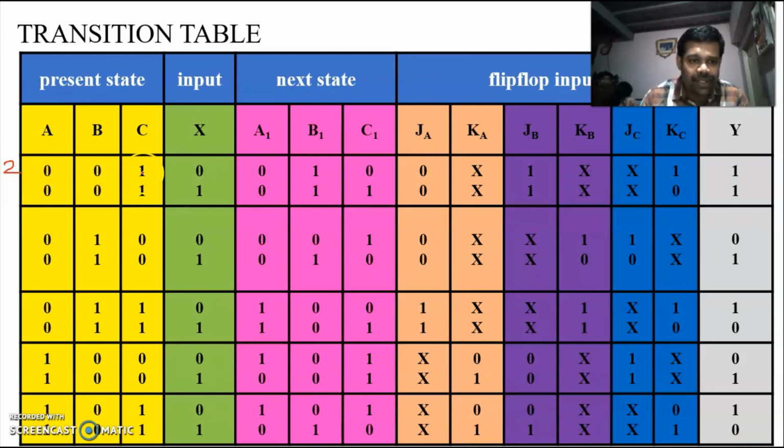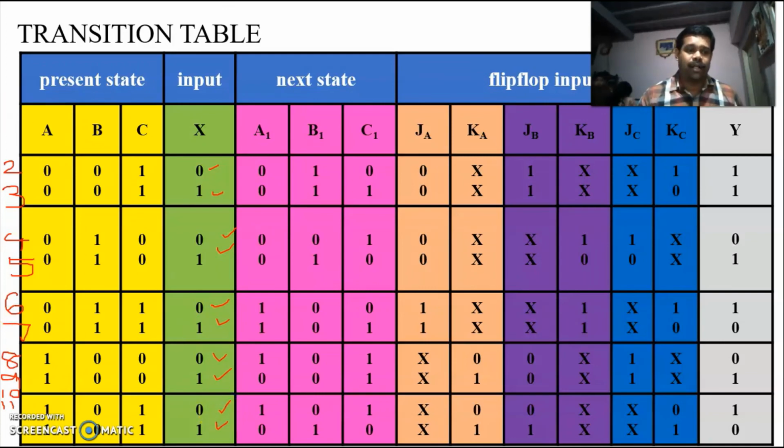Next one 3. That is, 0 0 1 0 is 2. 0 0 1 1 is 3. 0 1 0 0 is 4. Next one 5. Next one 6. Next one 7. Next 8. Next 9. 1000 is 8, 1001 is 9, then 10 and 11. So these numbers are 2, 3, 4, 5, 6, 7, 8, 9, 10, 11.